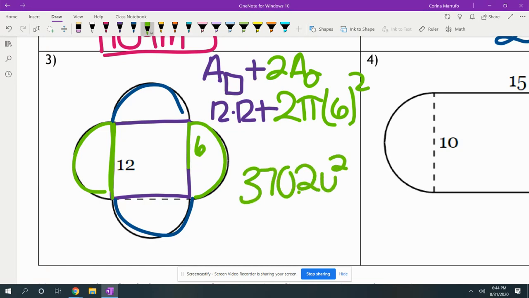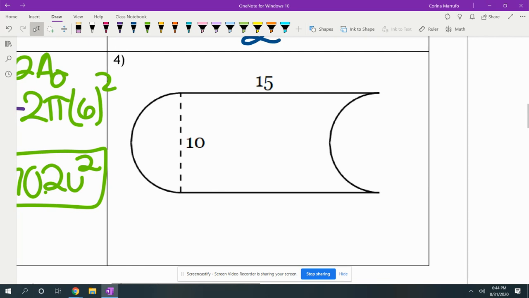And our units, we don't know what it is, so we put u squared for unit squared. All right, the next one.